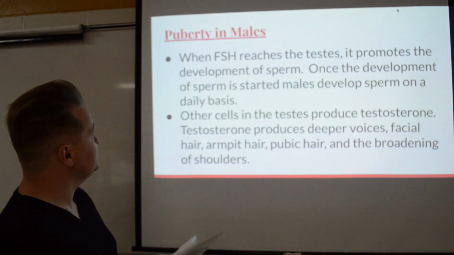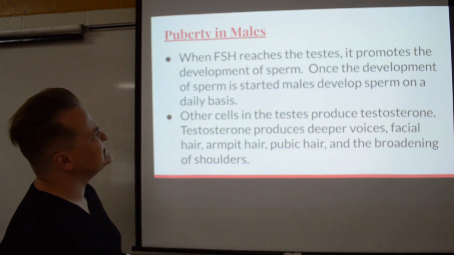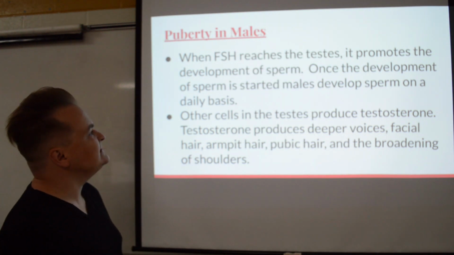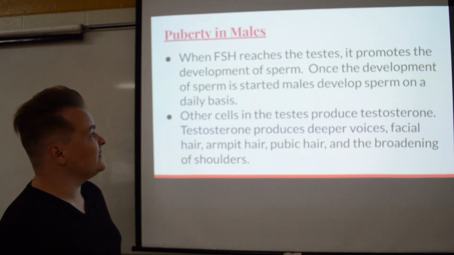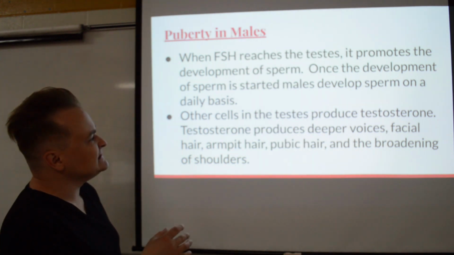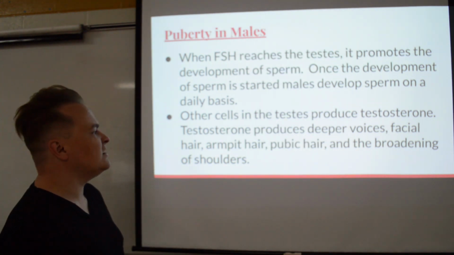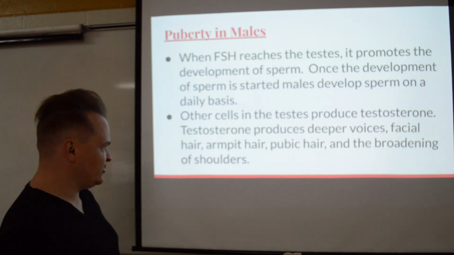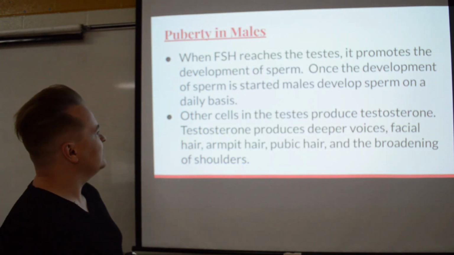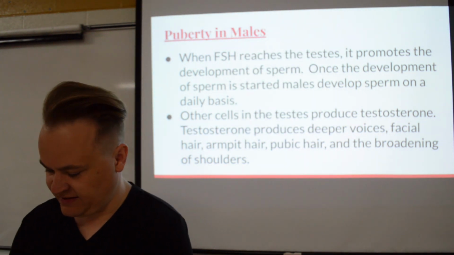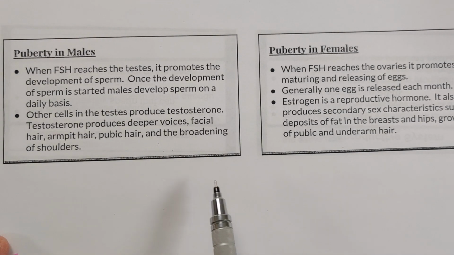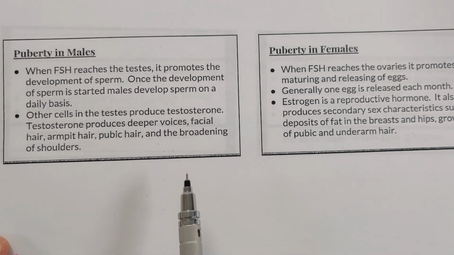Puberty in males. When follicle-stimulating hormone reaches the testes, it promotes the development of sperm, which is the male reproductive cell. Once the development of sperm is started, males develop sperm on a daily basis. Very different than women. Other cells in the testes produce testosterone. Testosterone produces deeper voices, facial hair, armpit hair, pubic hair, and the broadening of shoulders. Pretty straightforward. Anything that's really important to highlight there? I would say we're pretty good. I think you would understand that.